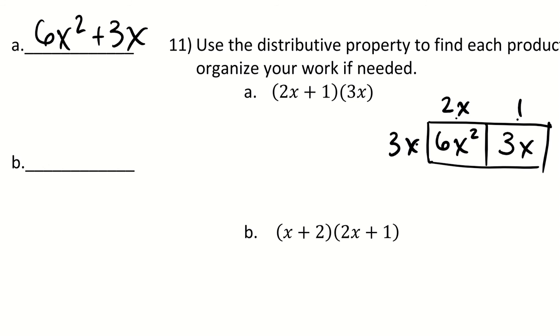In fact, because it is just a monomial times a binomial, I could multiply the 3 times 2x and get 6x squared, and I can also multiply the 3 times the 1 and get 3x.